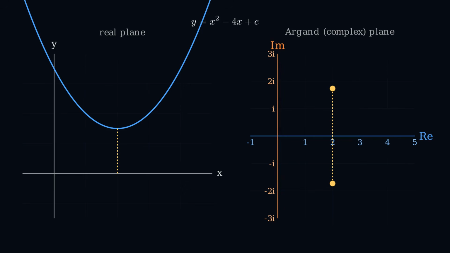Watch the two panels together. How far the parabola floats above 0 on the left is exactly how far the roots have moved off the real axis on the right.